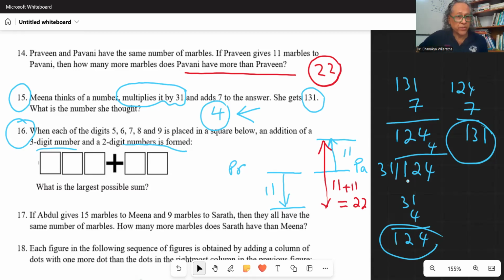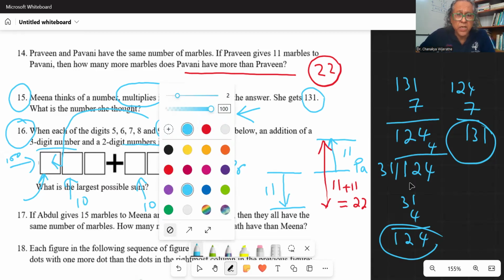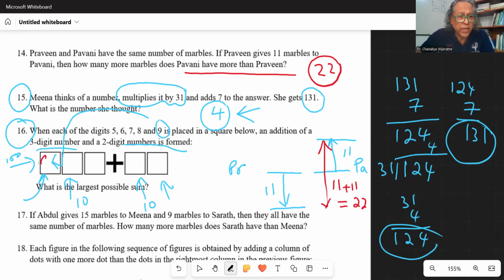So we know these boxes stand for place values, right? So this is the hundreds place of this 3-digit number, and this is the tens place. And this is the tens place of the 2-digit number, and the ones place. So we need to put the biggest digit into the hundreds place, right? Here 100. So 9 here. Let's use red. 9 here.